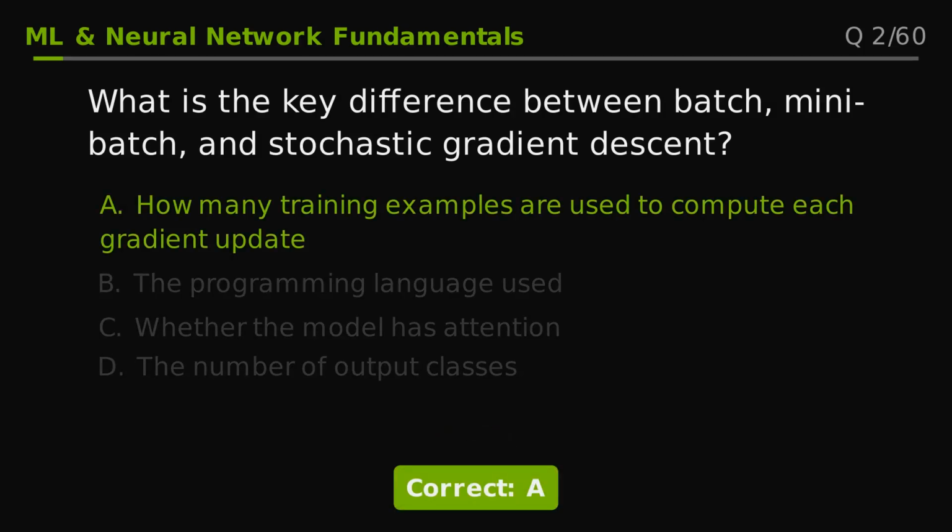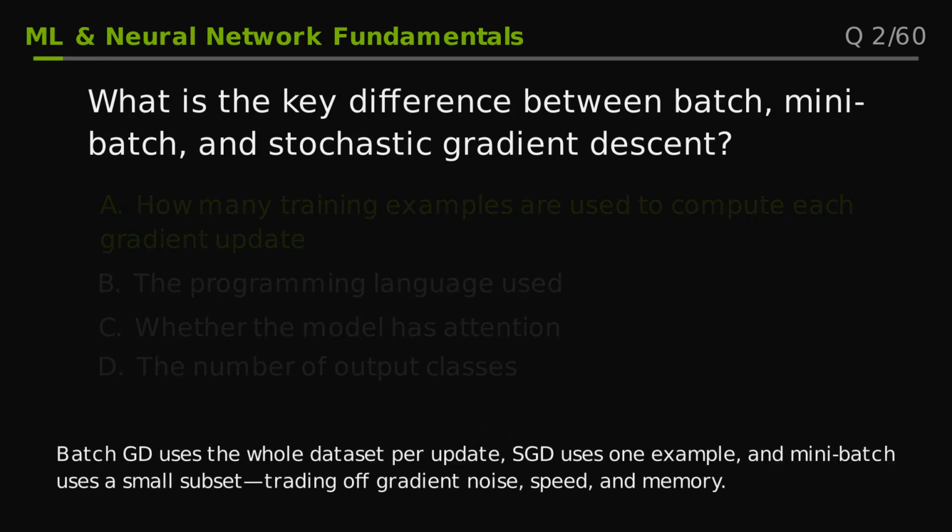The correct answer is A. Batch uses the whole dataset per update, SGD uses one example, and mini-batch uses a small subset, trading off gradient noise, speed, and memory.